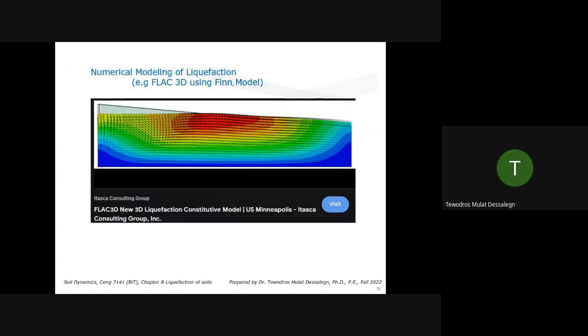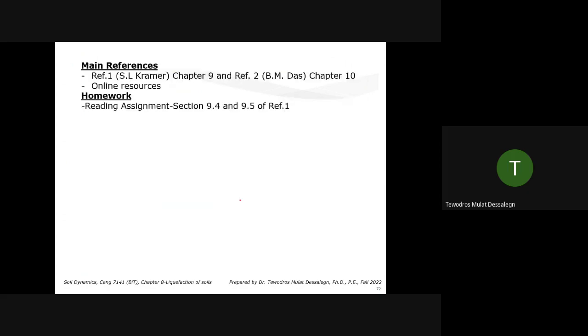Or not only lab tests, but nowadays there is numerical modeling of liquefaction. FLAC 3D using finite difference model, it can simulate liquefaction. There are software packages doing that nowadays. FLAC 3D, a 3D liquefaction quantitative model, that's the finite difference model. Minneapolis, Itasca. We're done.